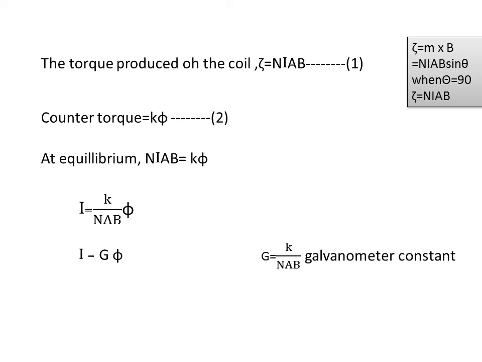Here K is a constant for the spring, N is the number of turns which is a constant, area of the loop A is a constant, and magnetic field B is also a constant. So K by NAB is a constant and we call it galvanometer constant, and it is a constant for a galvanometer taken. So I is equal to G into phi.